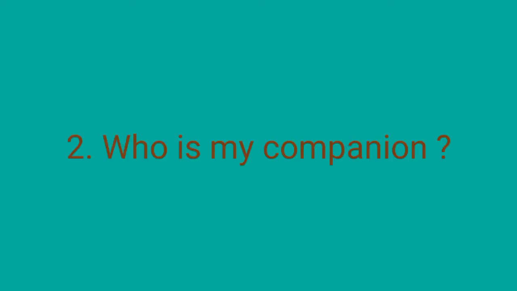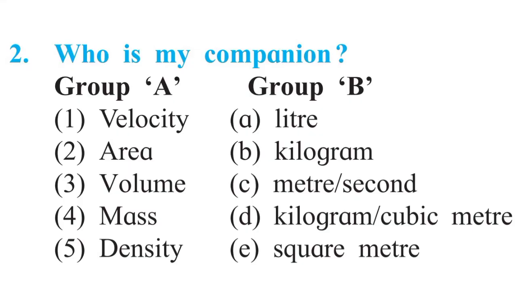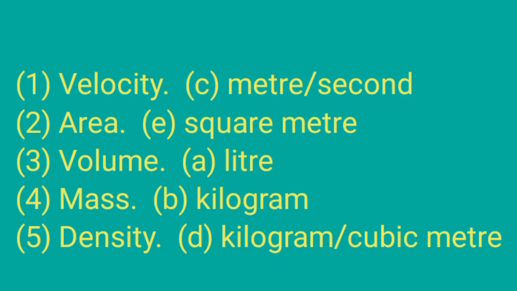The second question: Who is my companion? That means you have to match the pairs. Group A and group B are given. So here are the answers. Velocity, the unit is meter per second. Area, the unit is square meter. Volume, liter. Mass, kilogram. And the unit of density is kilogram per cubic meter. These are the units. In the first column, group A, the physical quantities are given, and in group B, there are the units for each and every physical quantity.